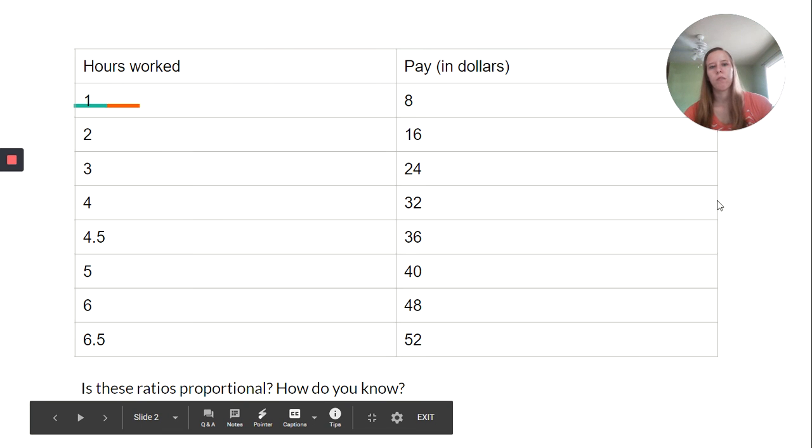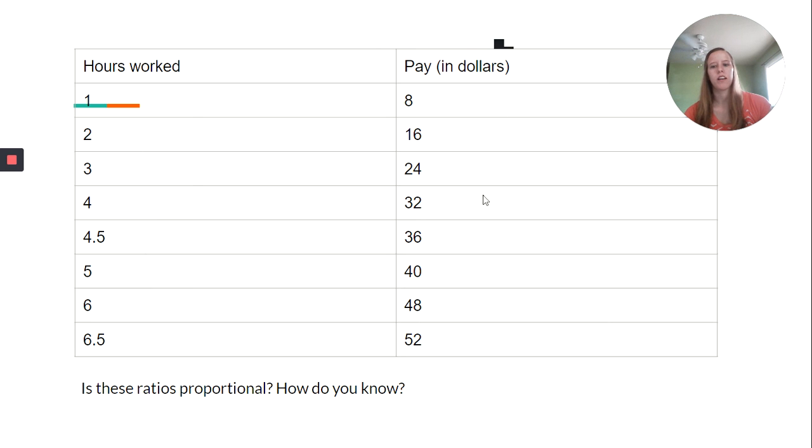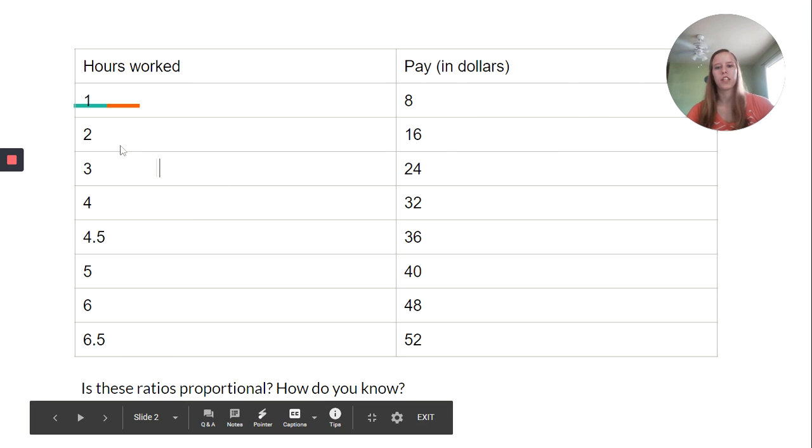So first one here, we're looking at hours worked to pay in dollars. So if you worked 1 hour, you got paid $8. You worked 2 hours, got paid $16. 3 hours, $24, and so on. So we're looking at like 2 to 16, 1 to 8. So then our question at the bottom: are these ratios proportional? How do we find that out?